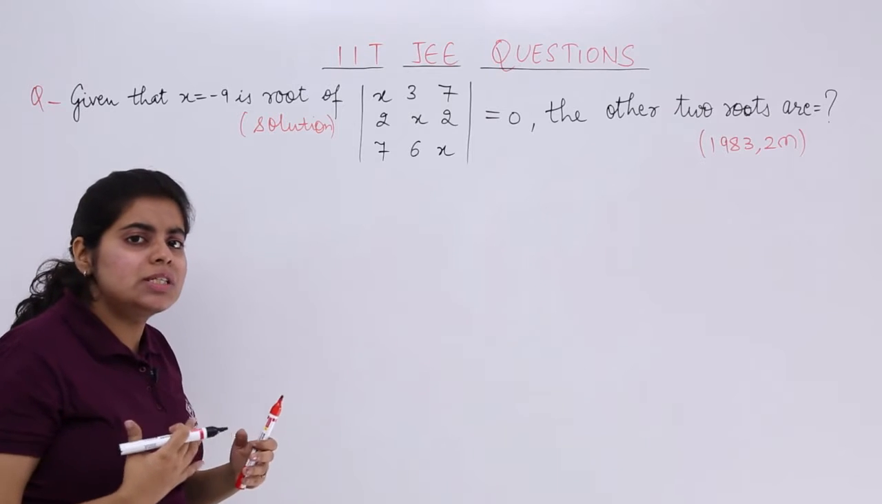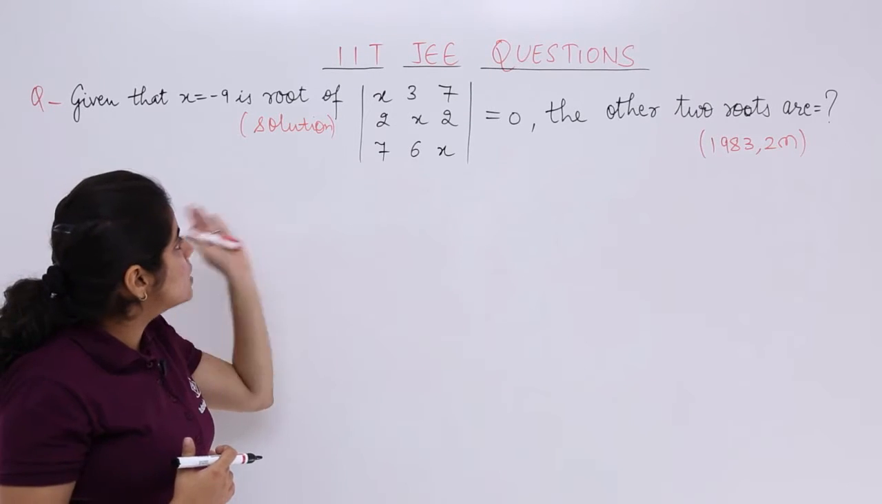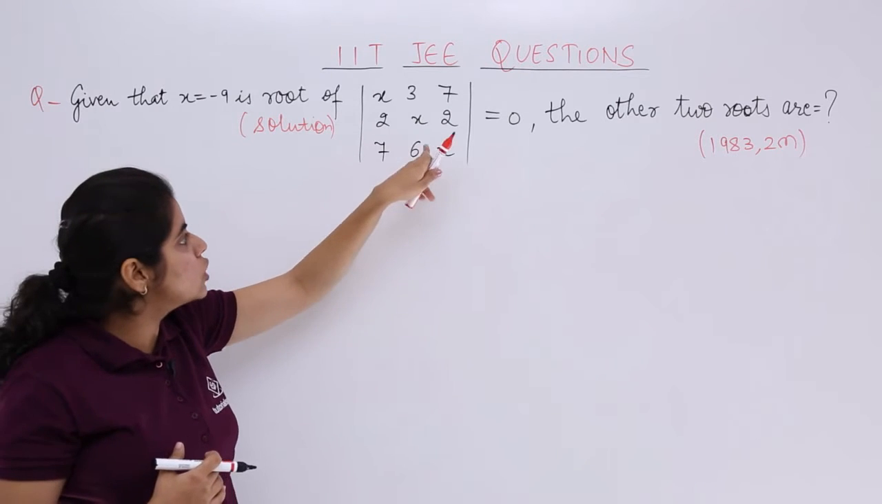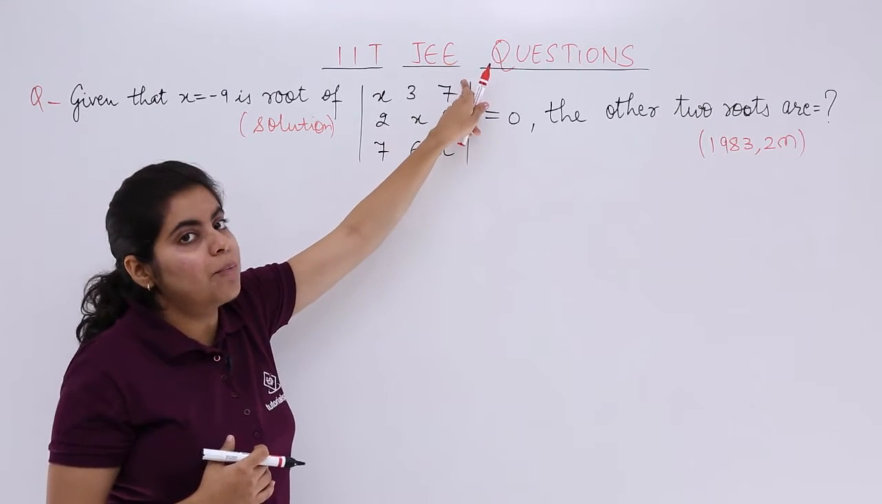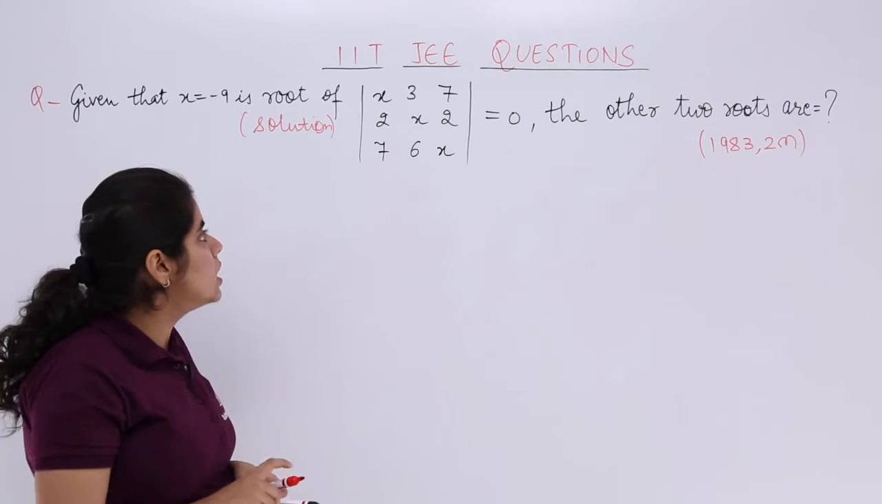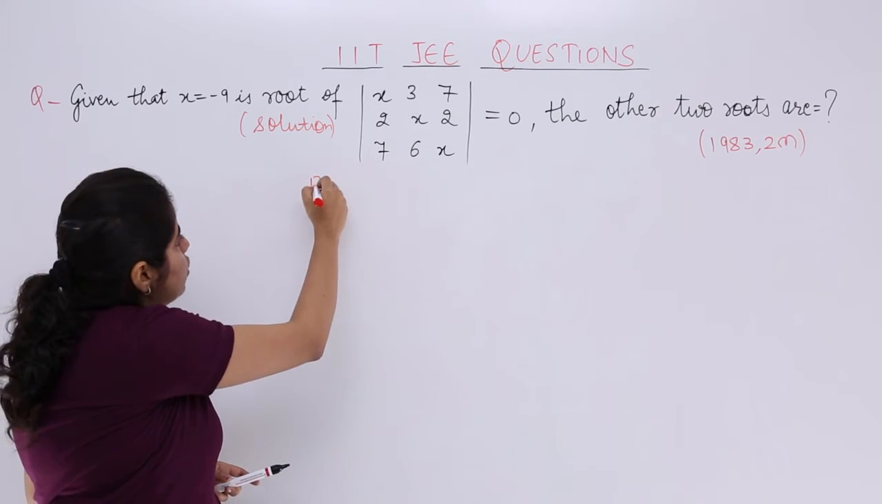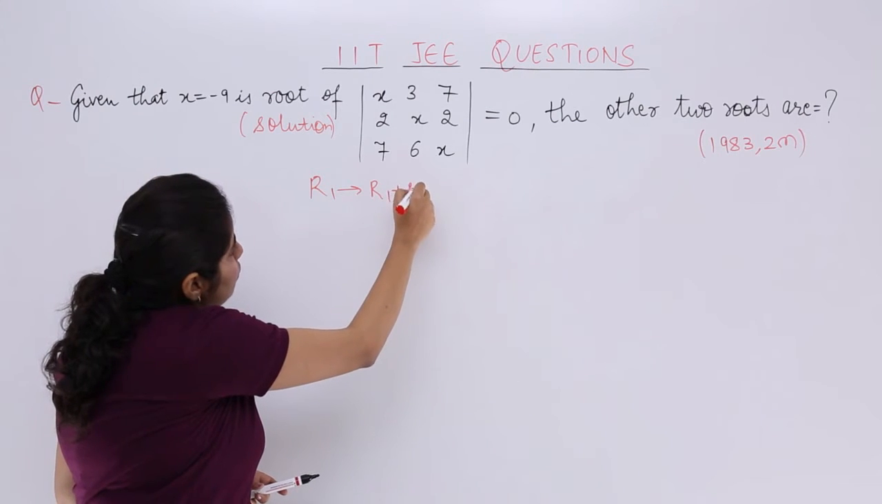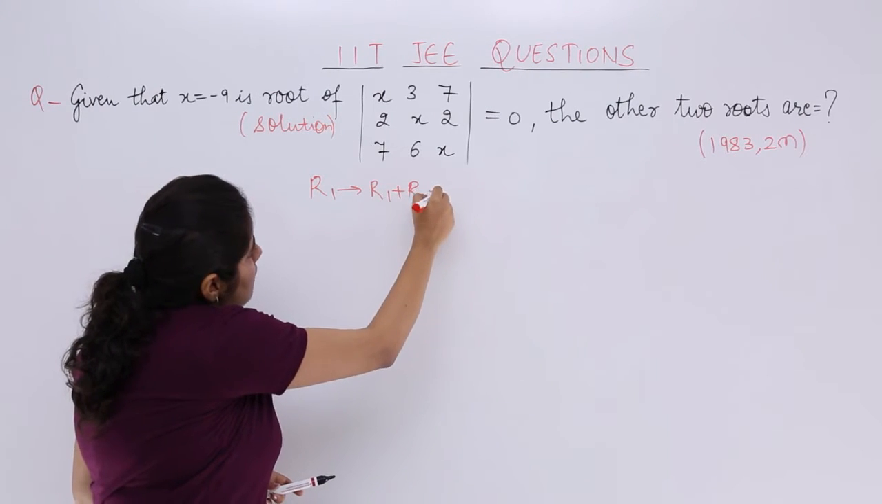Can we solve it using some properties? Let's see, it is x, 2 and 7. Here also it is x, 2 and 7, but the order is changed. If you apply this operation in R1, that you add all the 3 rows, does it help us?